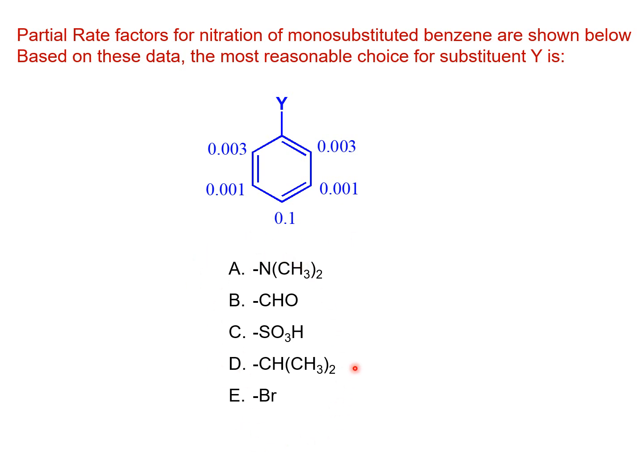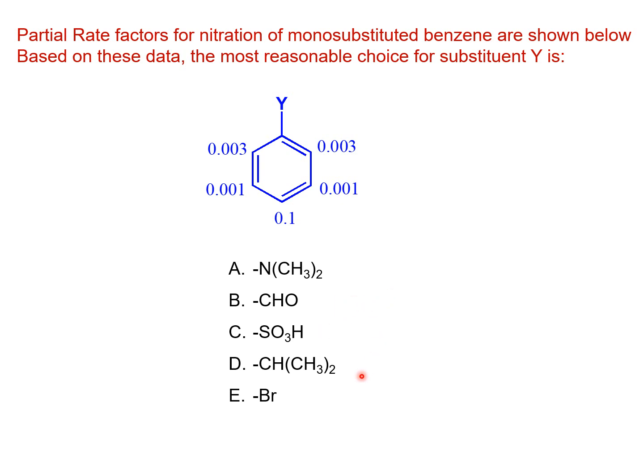If we see the choice of substituents very carefully, the first choice is N,N-dimethyl amino group. This is an activating group and ortho-para directing group. So the partial rate factor for the N,N-dimethyl amino group should be greater than 1, but in the present case it is less than 1, so it should be deactivating. If you see choices B and C, which are aldehyde and sulfonic acid group, both are very much deactivating groups and they are meta directing groups. So this choice is also not suitable.